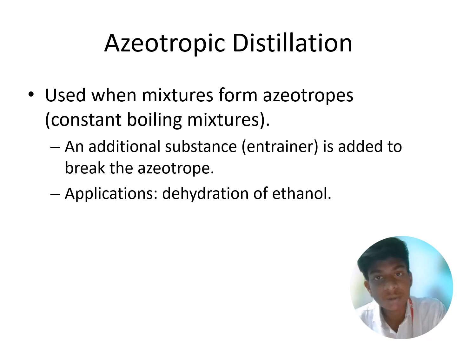Let's see azeotropic distillation. Some mixtures form what are known as azeotropes, which are constant boiling mixtures that cannot be separated by regular distillation. In such cases, an entrainer or additional substance is added to break the azeotrope. One of the best examples is the dehydration of ethanol, where azeotropic distillation is required to remove the last portion of water.